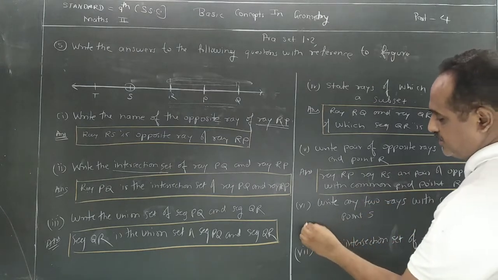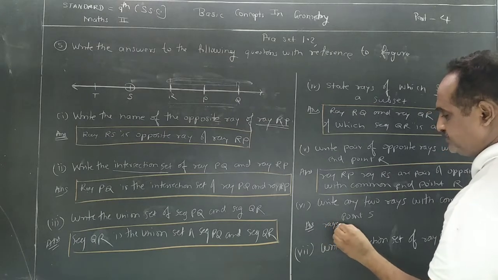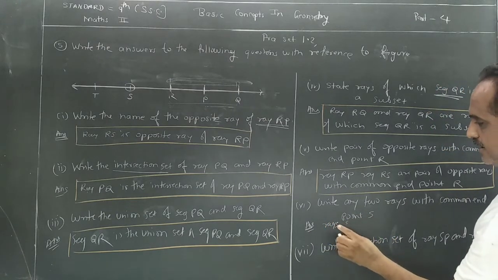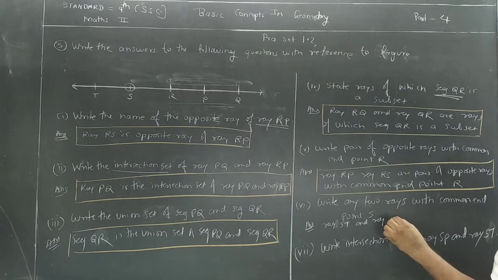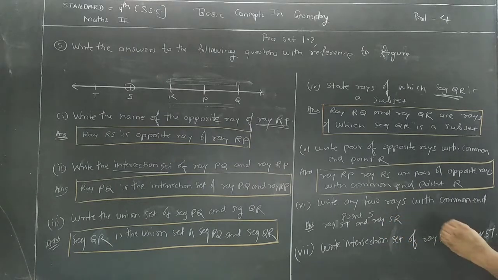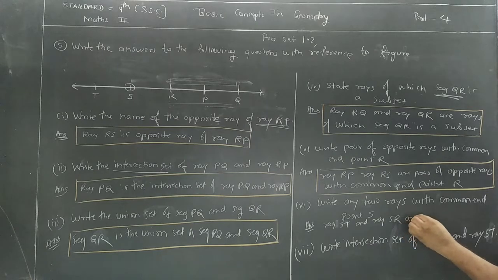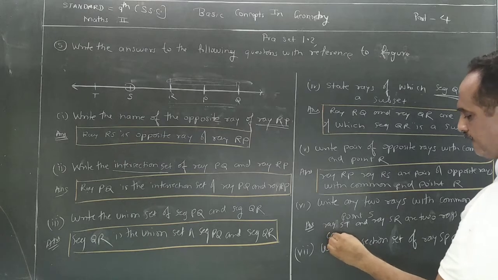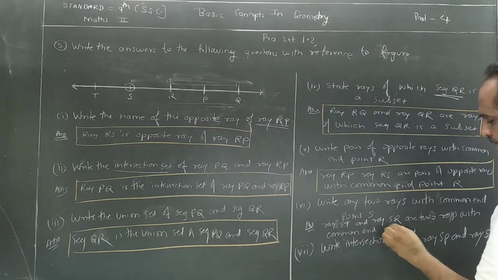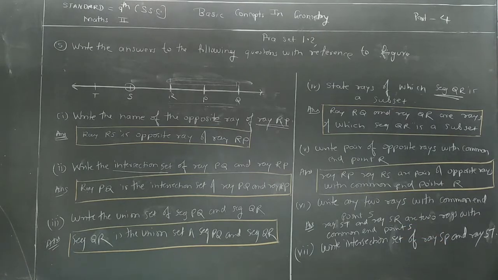But I have a problem with place. So rays SP and SR, ray SP and ray SR are two rays with common endpoint S. Common endpoint S, that we have to put in the box. Okay, come to the next.